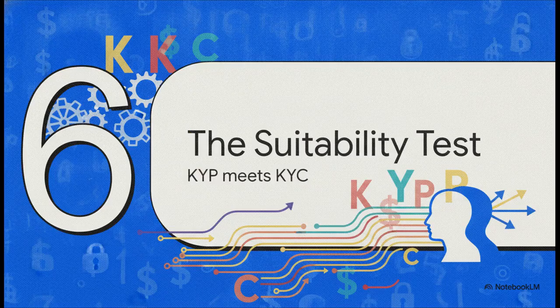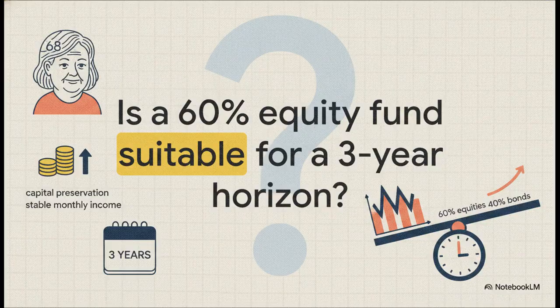Finally, let's bring this whole shebang together. This last section is where Know Your Product meets Know Your Client. It's the ultimate test of everything we've been talking about today. Let's look at Maria's profile. She's 68, she has a low risk tolerance, and her main objective is capital preservation because she needs a stable monthly income. Crucially, her time horizon is short, just 3 years.